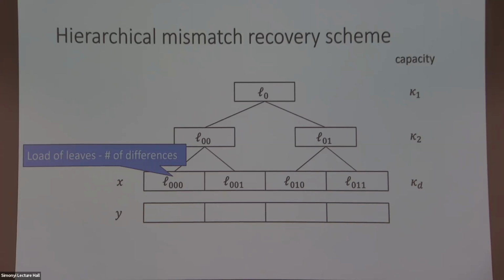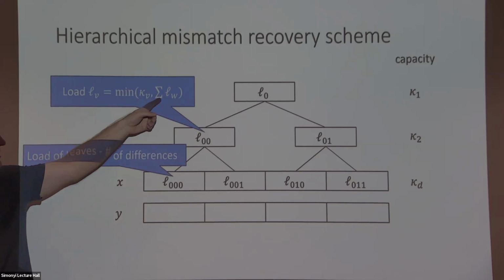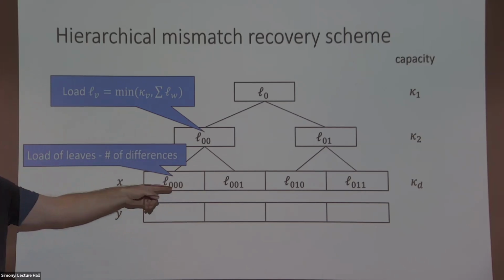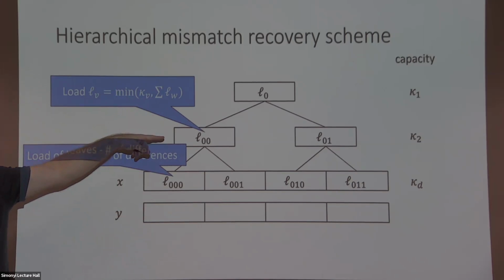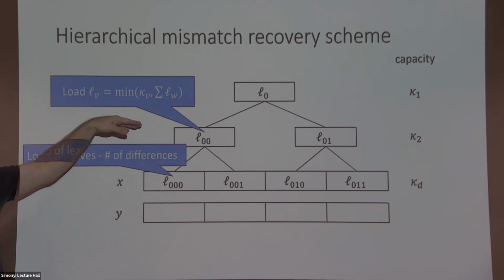Higher up, I'm going to compute the load of a node as the sum of the loads of its children, but capped at the capacity of that node. Each node has a capacity, and it's the same for the nodes on that level. So I basically threshold how many errors are loading from below up there.